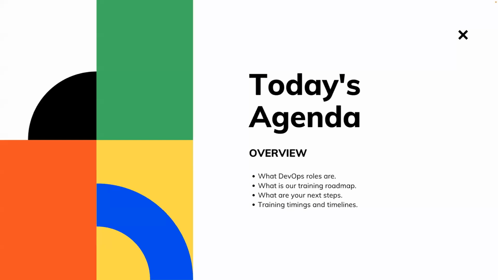In particular, talking about today's agenda, we will understand at a very high level what a DevOps engineer is and his roles and responsibilities, and what our training roadmap is, and aligning to that roadmap, what the next steps are that you need to do. And what our timelines are around that same roadmap, by the way. So how much time we take to do all these particular things.